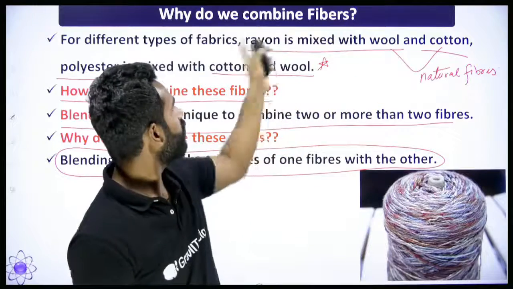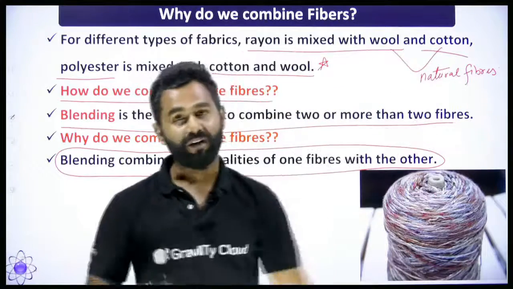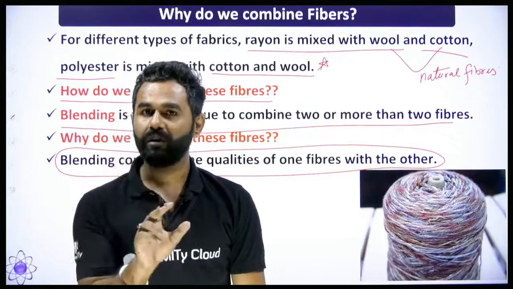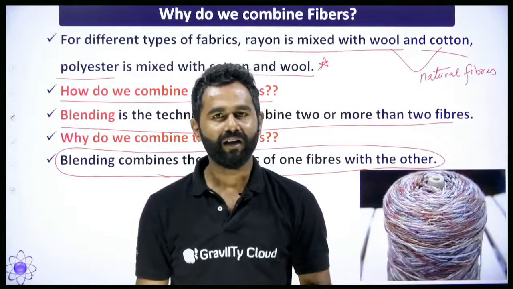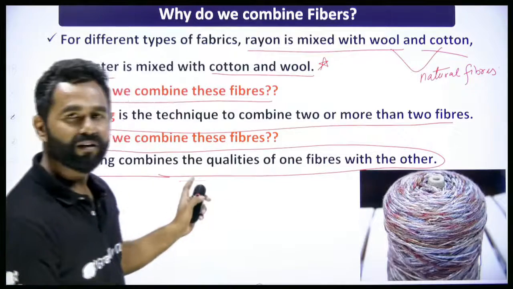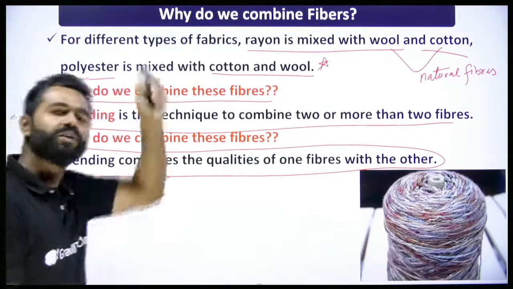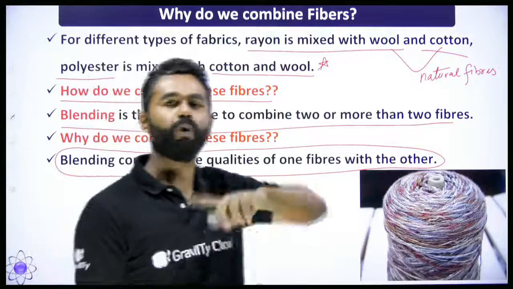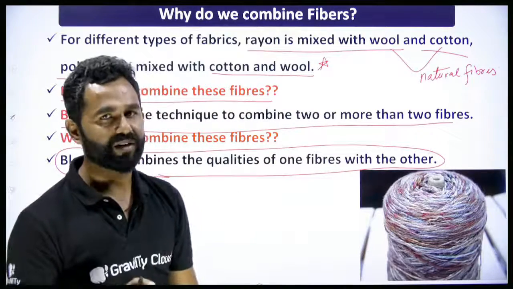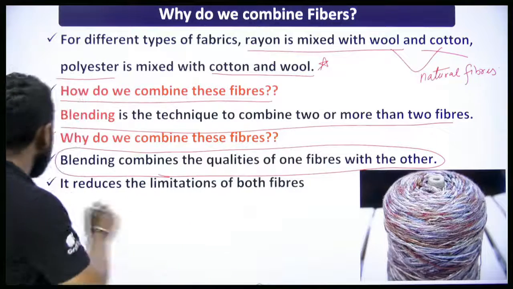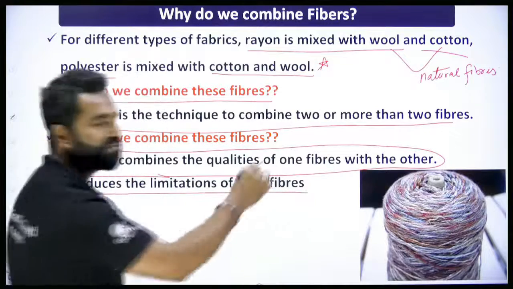And if I combine rayon with cotton, the final product will have the properties of both rayon as well as cotton, right? So when you do the blending of fibers, the qualities of both the fibers will come up in that single product. Simple, right? So it reduces the limitations of both fibers.